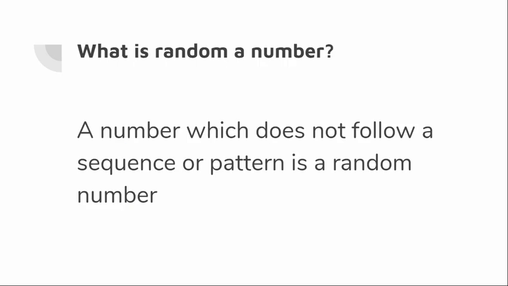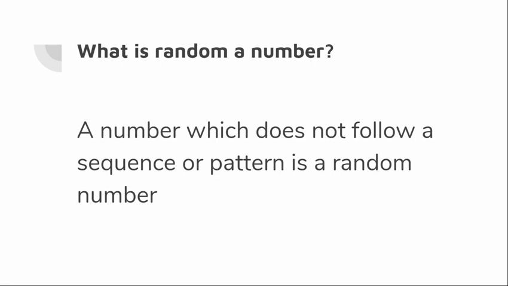Like, I would choose any number randomly. There would be no sequence. There would be no pattern. So that is what a random number is. It doesn't have to follow anything. If it follows some pattern or sequence, you can predict that number. So it's a sequential number or a pattern-based number. It's not a random number.